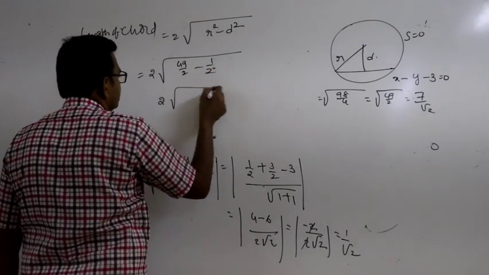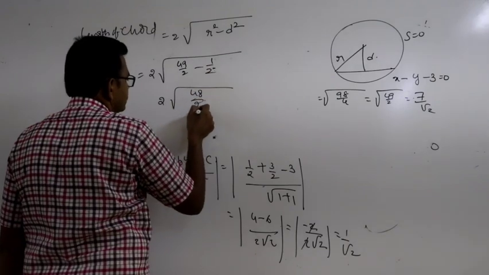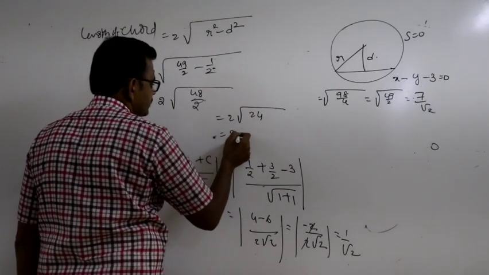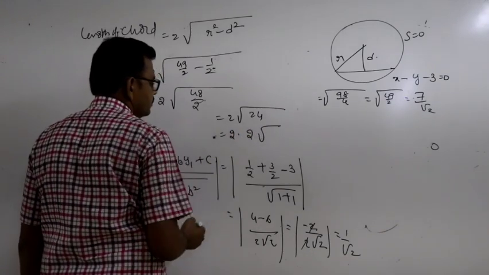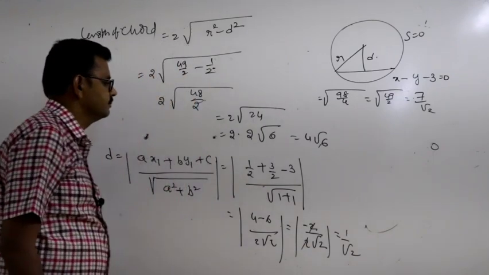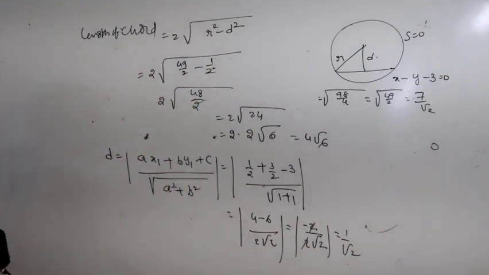2 into root of 48 by 2. That is 2 root 24, which is 2 root 6... that is 4 root 6. Length of the chord is 4 root 6.